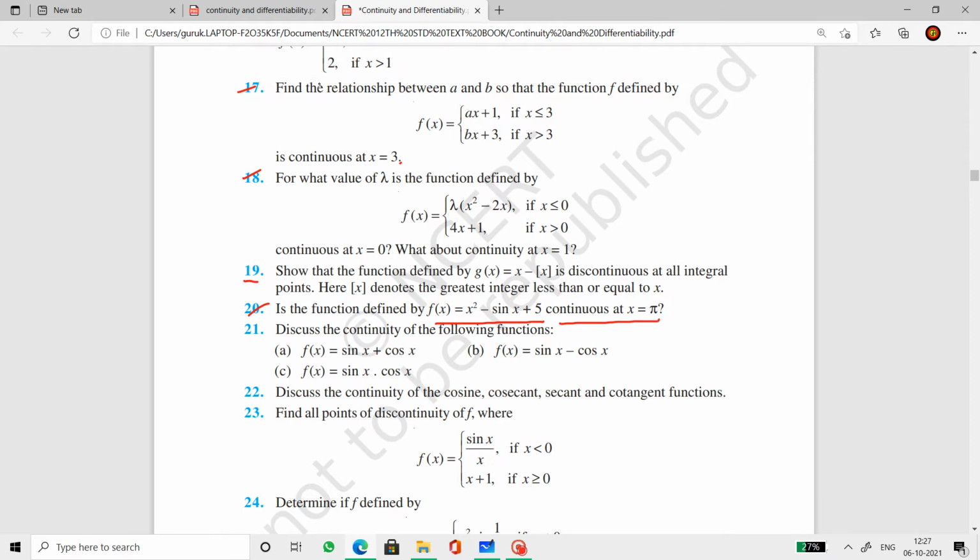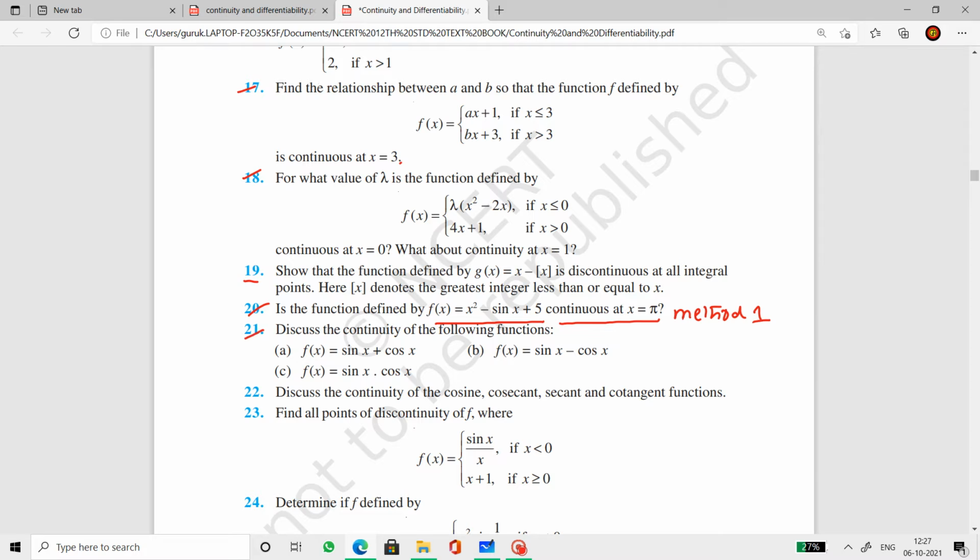Method 1, isn't it? Because method 2 we will do only when there is an inequality less than or greater than pi, then we do it. So here it is enough if you do method 1, right? Coming to the 21st question, discuss the continuity of the following function.